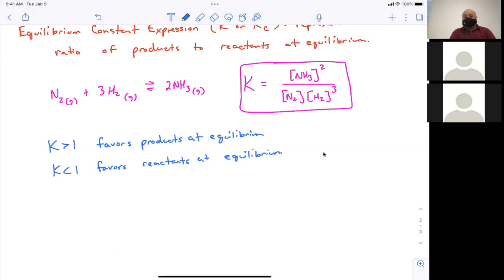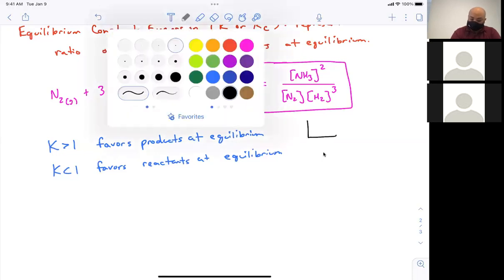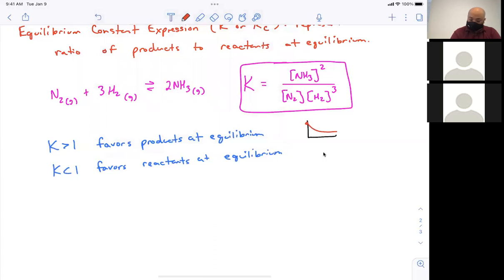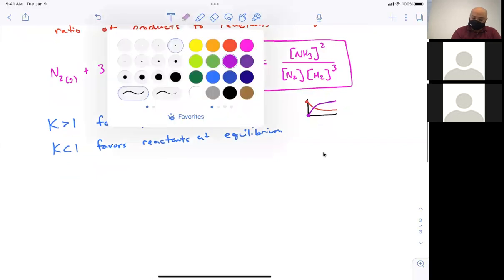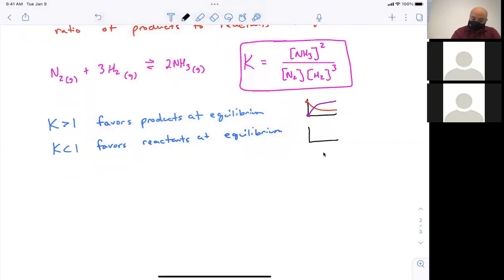Okay, and so if you see a K greater than 1, you can fairly safely assume that you have a greater amount of products at equilibrium. And so the curve should have the concentration of products higher than the concentration of reactants. If we sketch it out really small over here, you would see the reactants going down and the products going up. Whereas if K is less than 1, you would see the reactants higher than the products. So there's no requirement for an intersection in these equilibrium graphs.